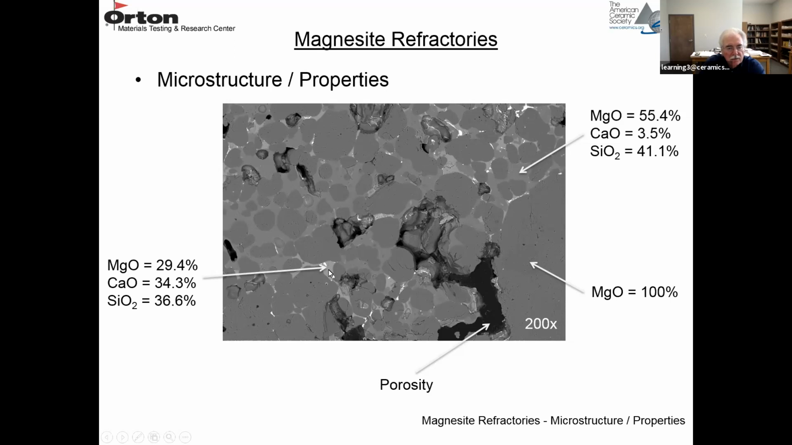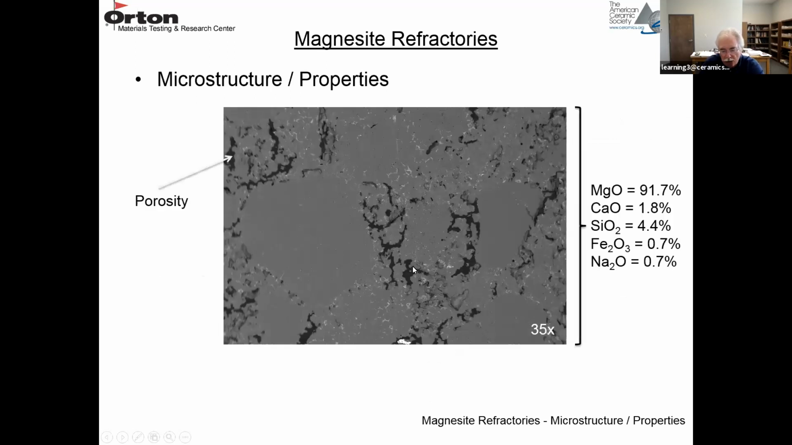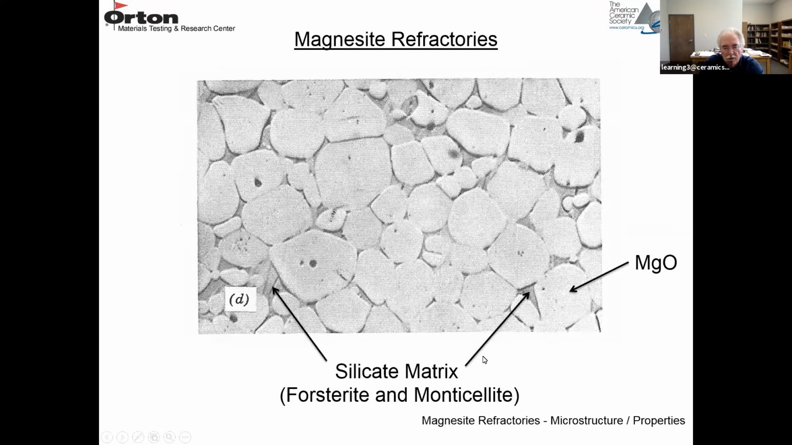And then this one, the lightest gray phase, is about 29% MgO, 34% CaO, and about 37% SiO2. So that ratio of these materials, each being about 1/3, this is probably monticellite. So it's a low melting silicate phase. So this microstructure is quite a bit different than this one. This one is primarily direct bonded. This one has a silicate phase separating the MgO crystals.